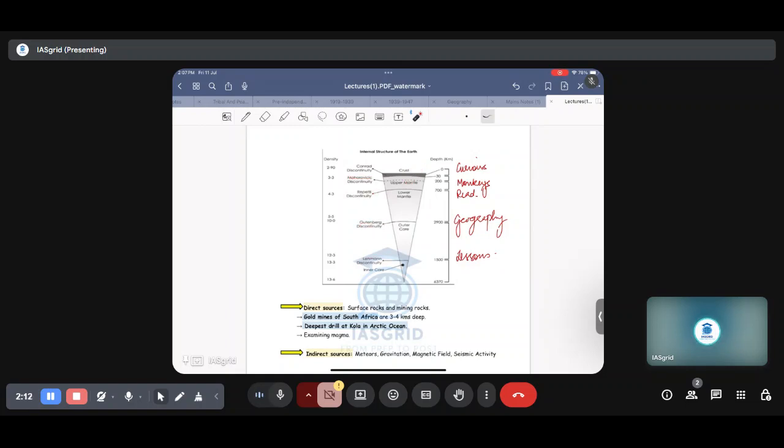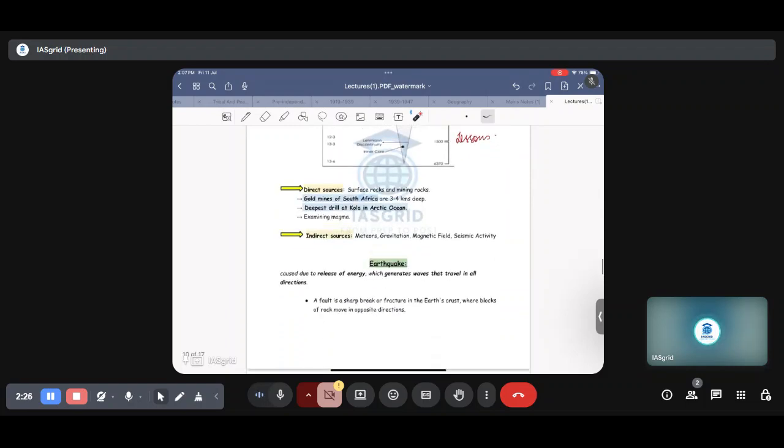Then you just have to remember that crust, upper mantle, lower mantle, outer core, and inner core. These are the five divisions that you have to do, and then you have to fit these discontinuities in between.